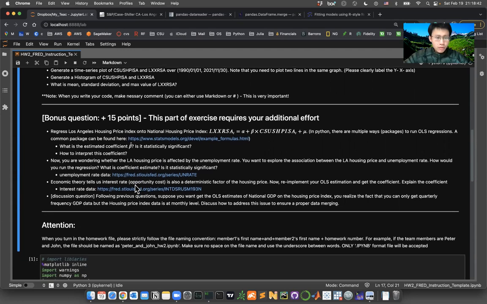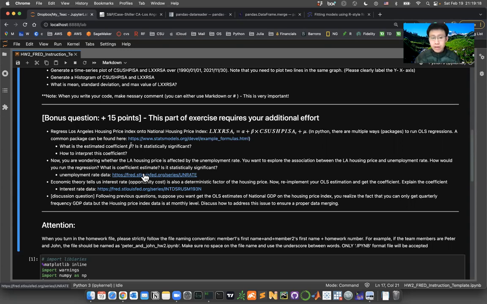Okay. Now, the main body of this bonus exercise is over here. Suppose you're wondering whether the LA housing price is affected by the unemployment rate. Well, obviously, it should be. But you want to establish the association between the housing price and the unemployment rate, and you want to use a regression approach to capture that.